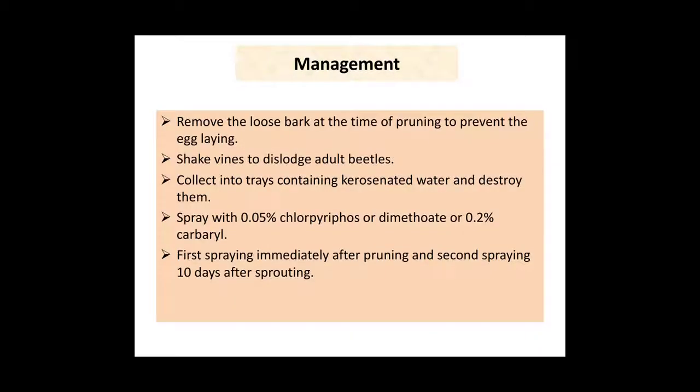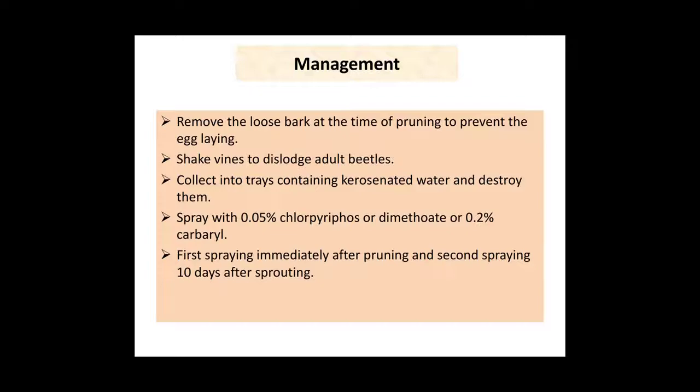Then next point is management. How to manage the flea beetle. Firstly, remove the loose bark at the time of pruning to prevent egg laying. Then shake vines to dislodge the adult beetles. Then collect them into trays containing kerosenated or any insecticidal solution and destroy them.